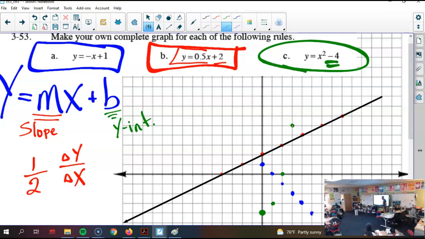Talk with your team. Do the negative x's. Talk with your team to do the negative values of x.